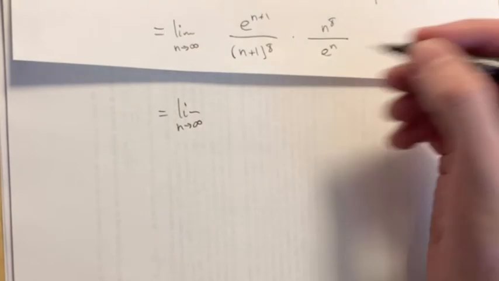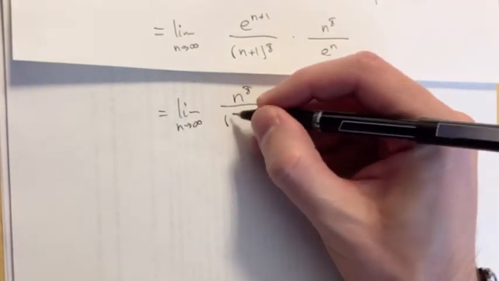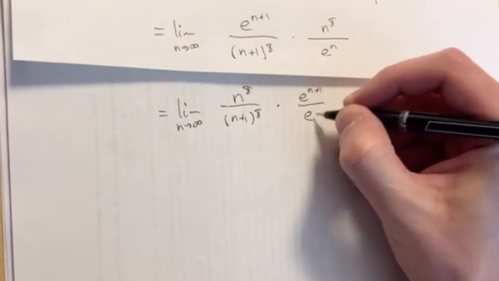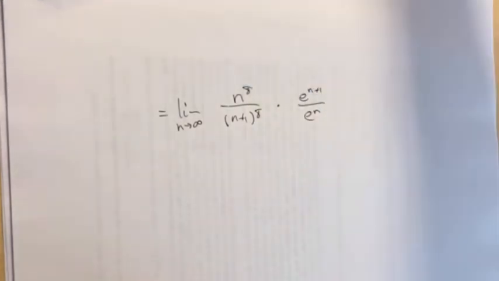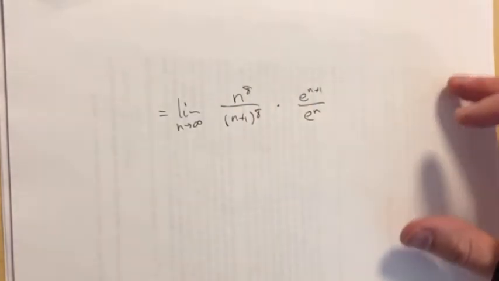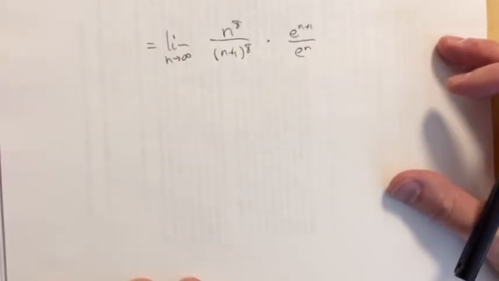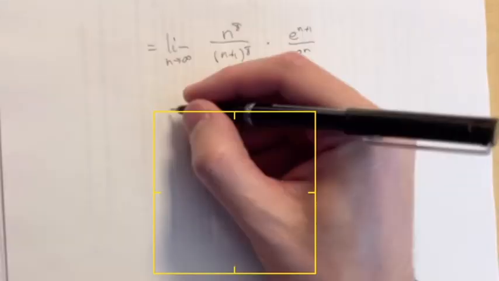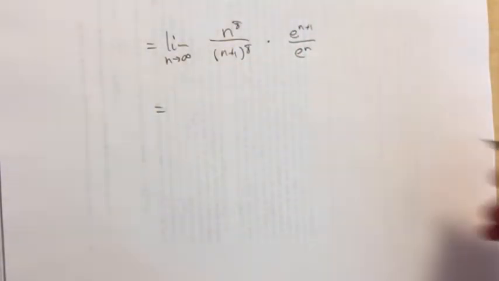Let's put the n's first. So n to the 8 over n plus 1 to the 8, times e to the n plus 1 over e to the n. Here I have a product, a bunch of e's on the top and a bunch of e's on the bottom. What does that end up being after we cancel all the e's that we can? Just e, yeah. You have one extra e on the top. Everything else will cancel, and so we end up with just e. So that second thing is just e, the number. E is a number, right? So just the number e.